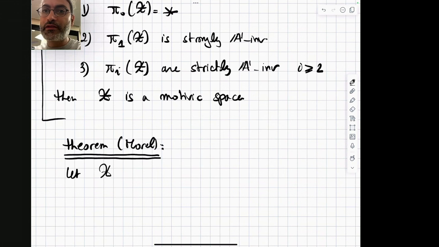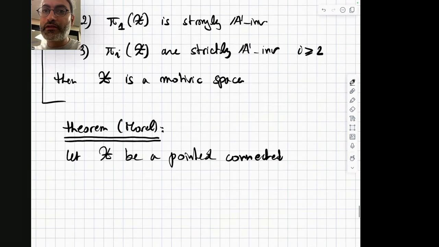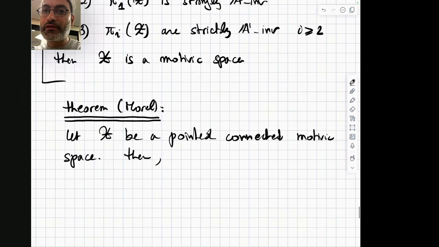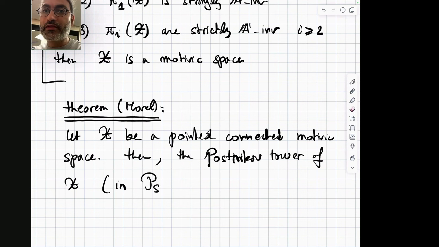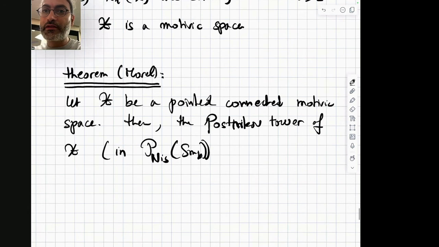So let X be again pointed, connected motivic space. Then the Postnikov tower of X, and I want to say that we do the Postnikov tower construction in the category of sheaves. And it's a tower that looks like this.